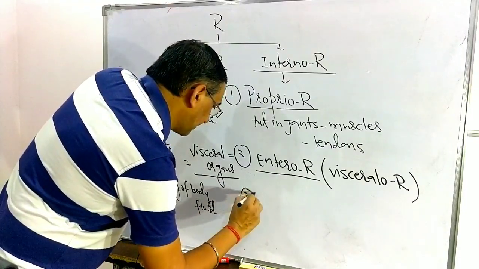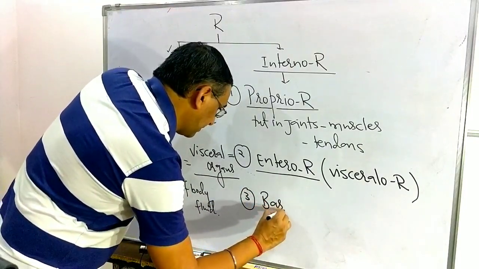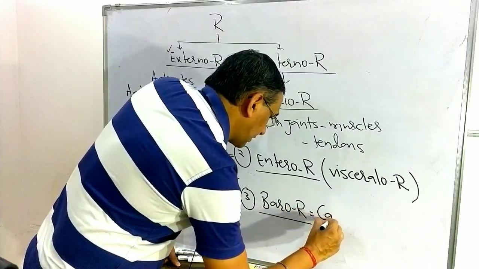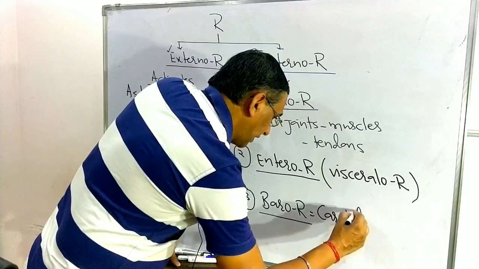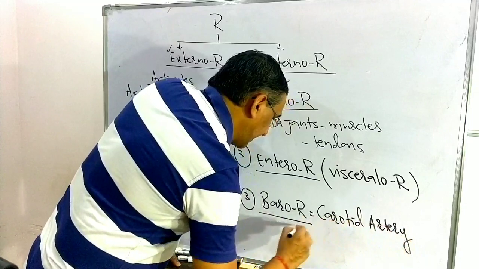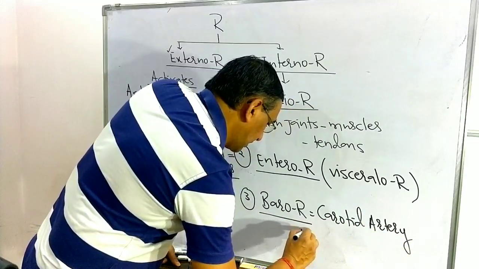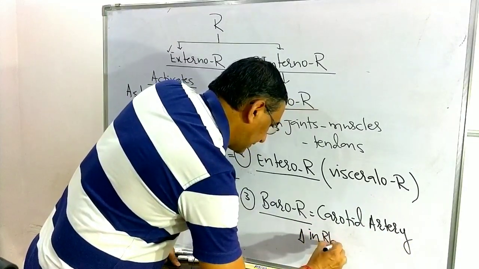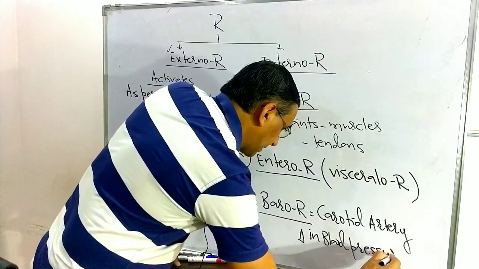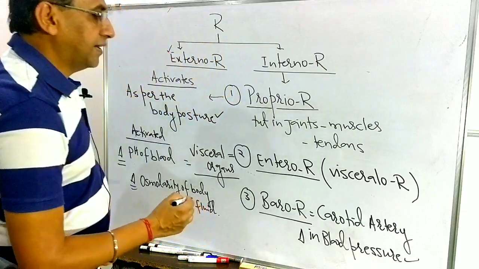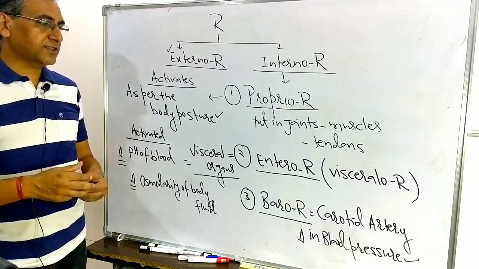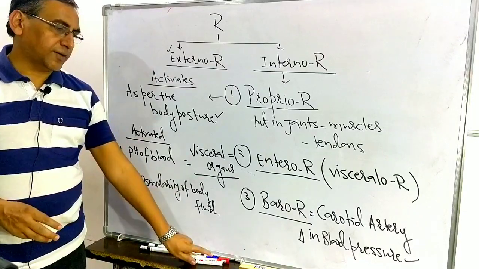The third type of receptor is known as the baroreceptor, which is present in the carotid arteries, and it is activated due to a change in blood pressure. So when there is a change in blood pressure, the baroreceptors, baro meaning related with pressure, are activated. So there is activation of the different systems that maintain the blood pressure here.